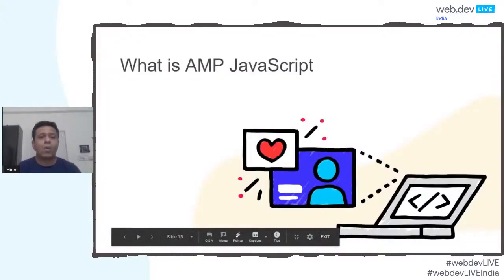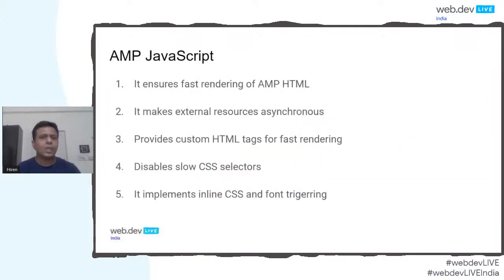Now second, what is AMP JavaScript? AMP JavaScript ensures the fast rendering of AMP HTML. It makes external resources asynchronous. It provides custom HTML tags for fast rendering. It disables all the slow CSS selectors, and it implements inline CSS and font triggering. Now let's understand it in a bit more detail.